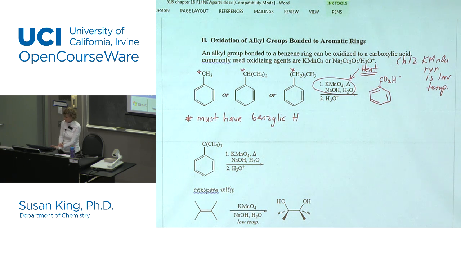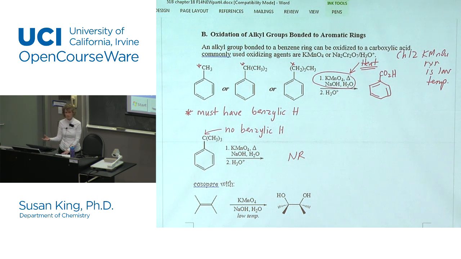So the potassium permanganate is going to basically chew up that chain. It's going to turn it into mostly carbon dioxide, and it stops right when you get to the benzene ring, no matter how long that chain is. If you have something here that has no benzylic hydrogen, therefore, no reaction. You have to have a benzylic hydrogen for this to work.